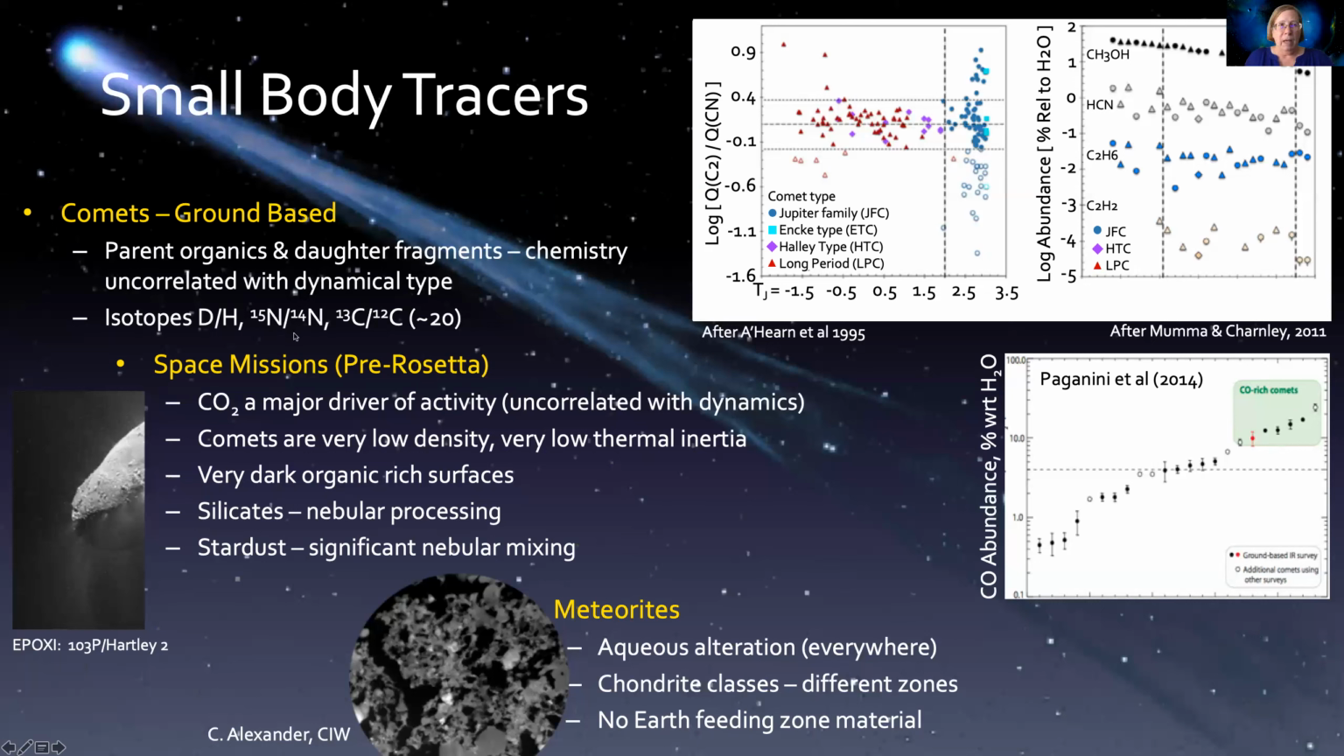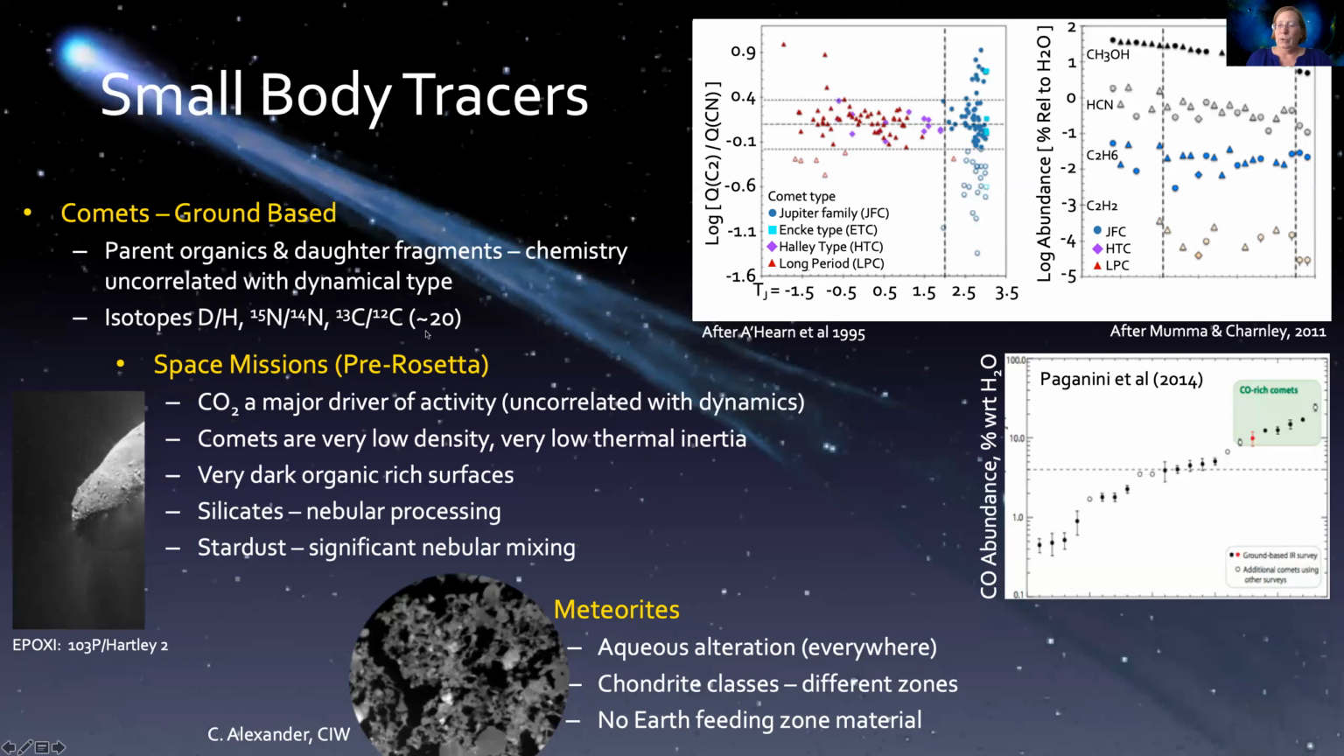Isotopic measurements have been made with very high resolution spectroscopy. And these are also interesting. The D to H, the deuterium to hydrogen ratio, is elevated with respect to the Earth. The nitrogen isotopic ratio is about 2 times elevated compared to Earth, whereas the carbon isotopic ratio is about the same as the Earth. And again, no apparent difference between where we think they formed.